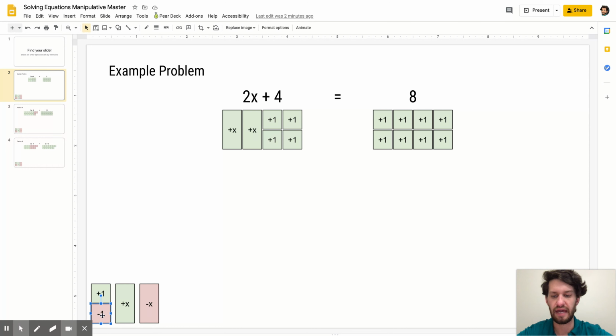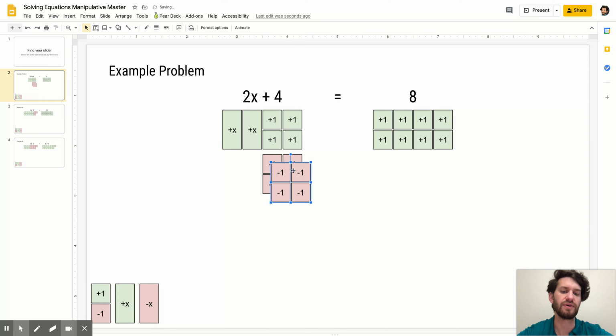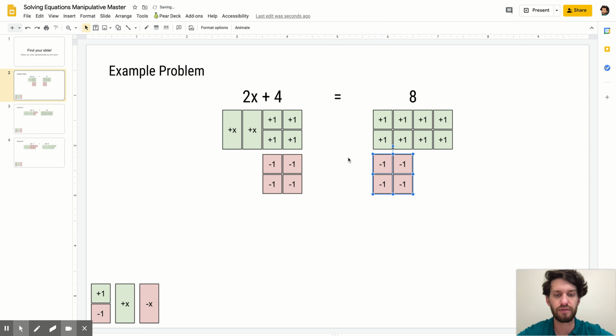So in order to do that, I'm going to drag this negative 1. I'm going to put it on this side. So I want to subtract 4 ones. I want to do minus 4 from the left side of my equation. And remember, whatever I do to the left side of my equation, I also have to do to the right side of my equation. So if I subtract 4 from here, I have to subtract 4 from there.